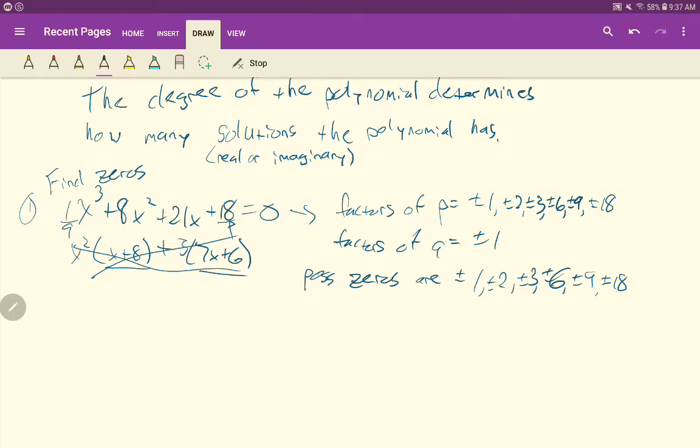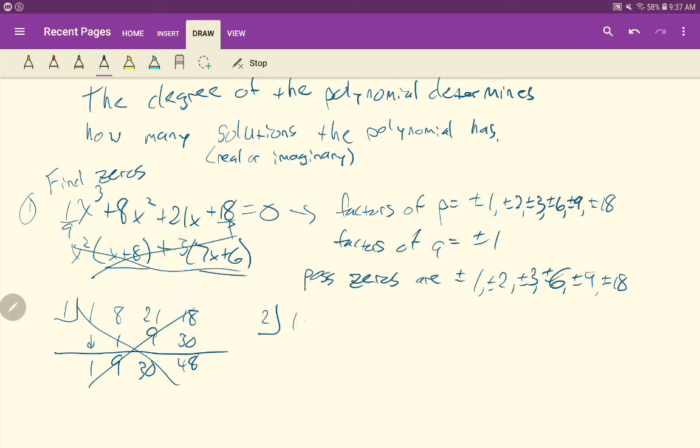Okay, and so let's try one of these. We'll just go to synthetic division here. I'll try 1. Okay, 1, 8, 21, and 18. Drop the 1 down, and so we get 1 times 1 is 1, 9, 9 and 1 is 9, so that's 30. 30 and 18 makes 48, so clearly that one doesn't work. We can keep just guessing and checking here. I'm going to try 2. 1, 8, 21, and 18. Okay, drop the 1 down. 1 times 2 is 2, that's 10.